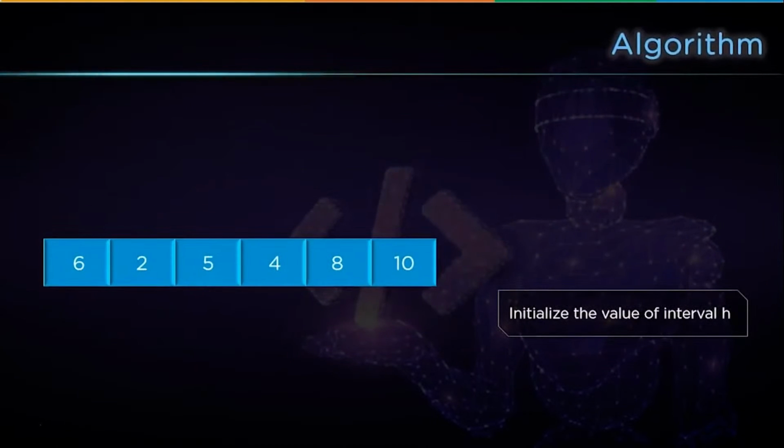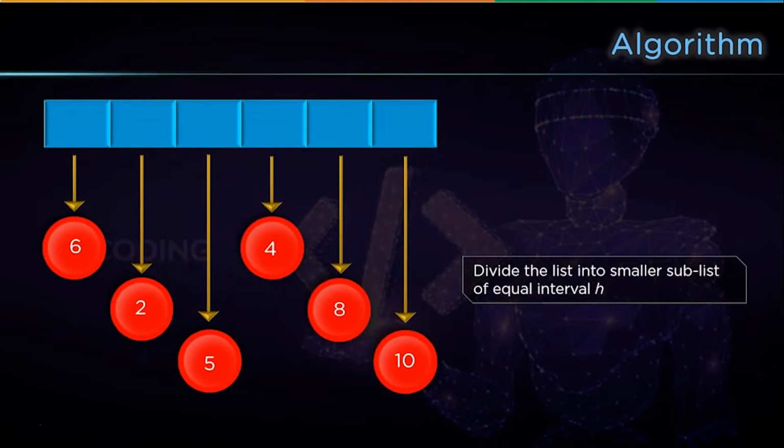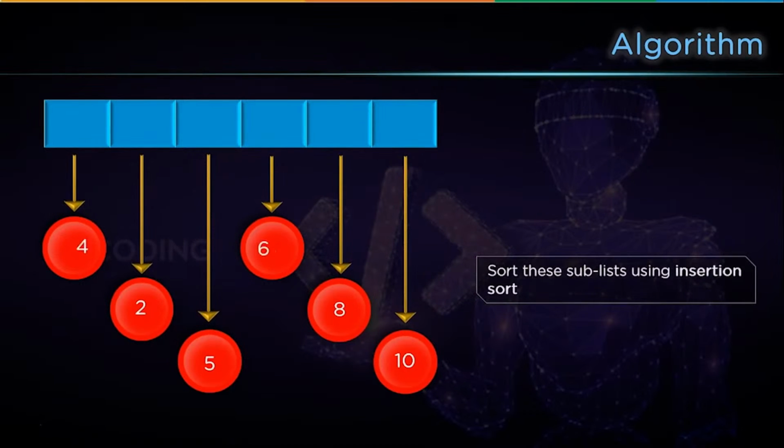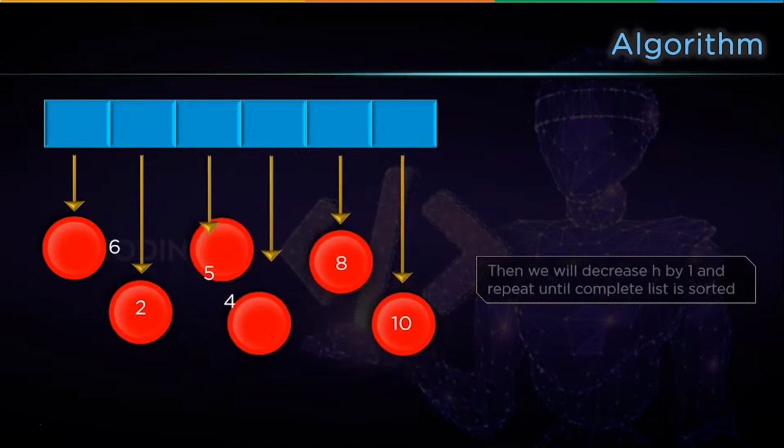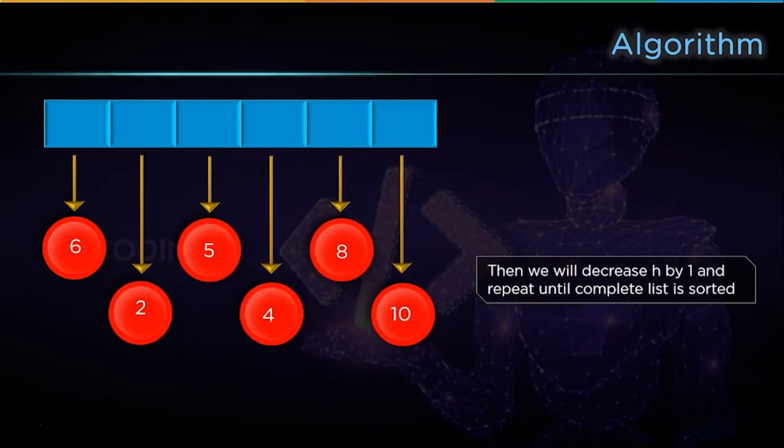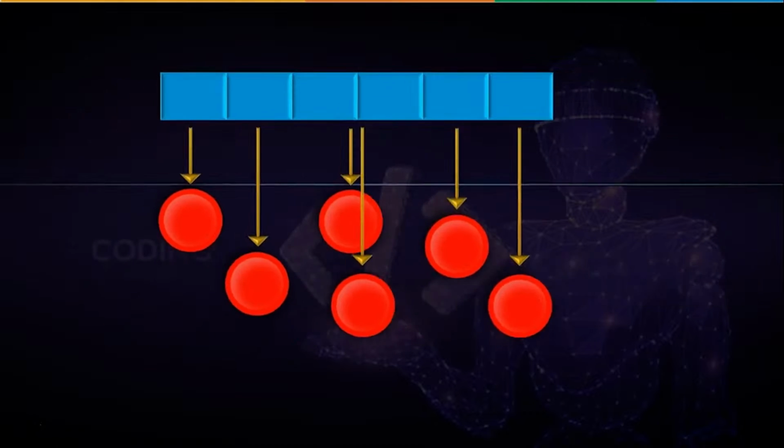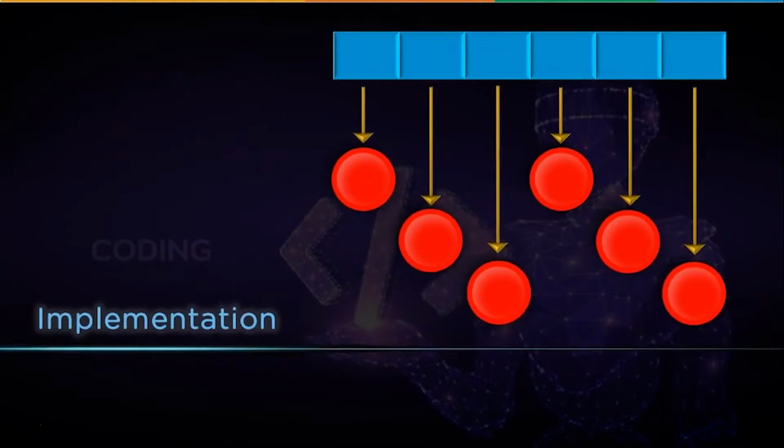Let's say we have an array. We will initialize a variable h. This h will represent intervals. Then we will divide this array into h intervals. It will create some subarrays. Then we will apply insertion sort on these subarrays. After that, we will reduce the interval h by 1. Then we will repeat this process until h counts down to 1. We have now introduced shell sort and its algorithm. Now let's try to implement this algorithm in the code editor.